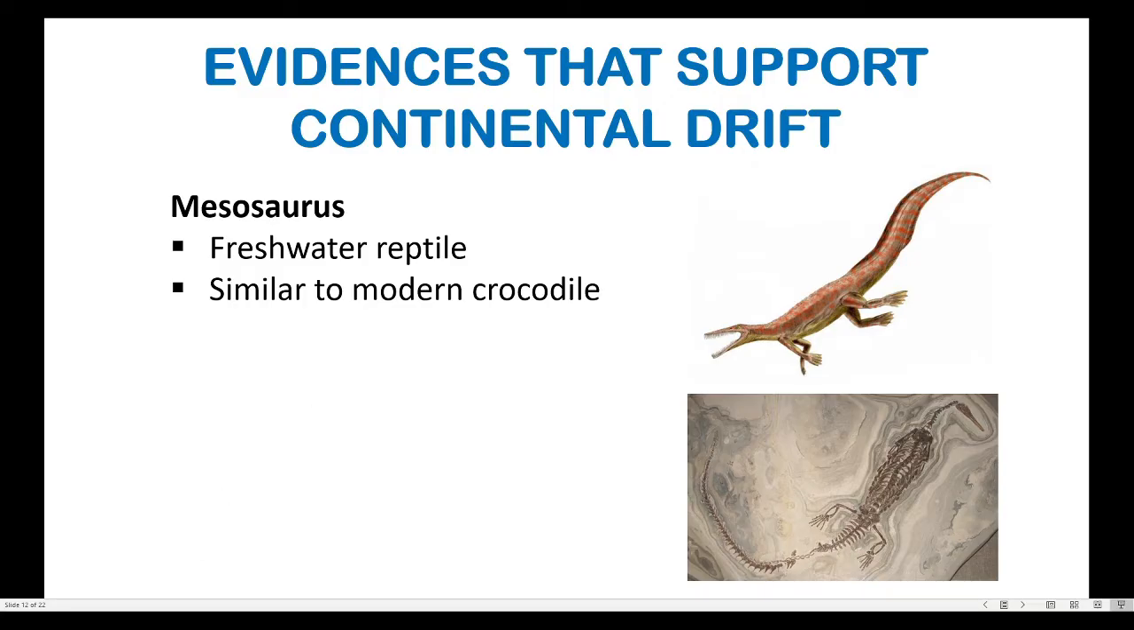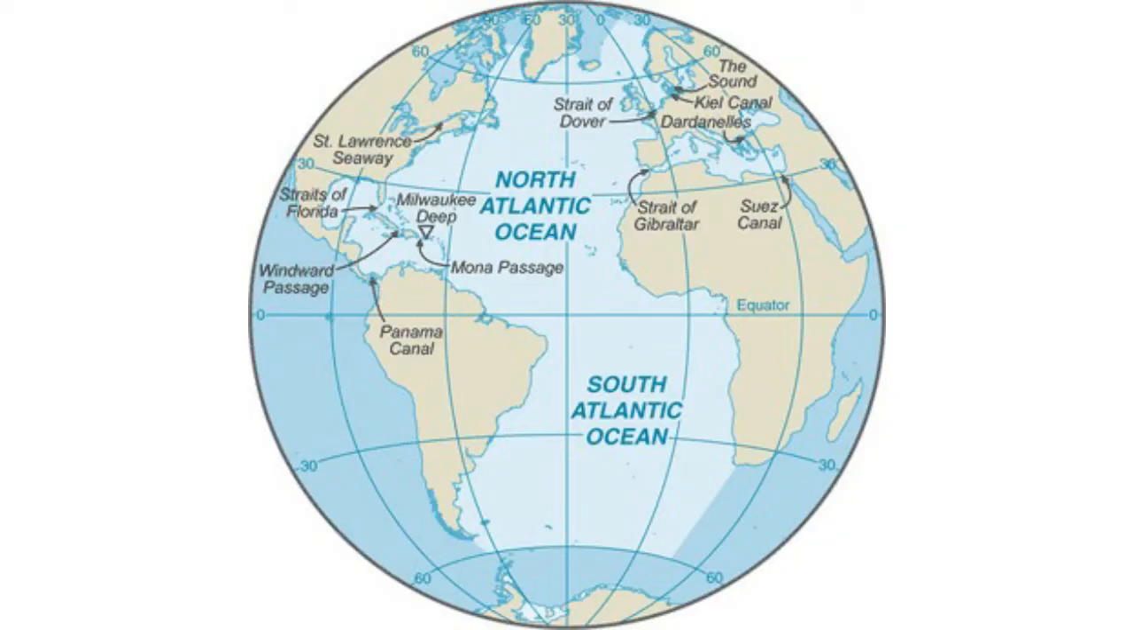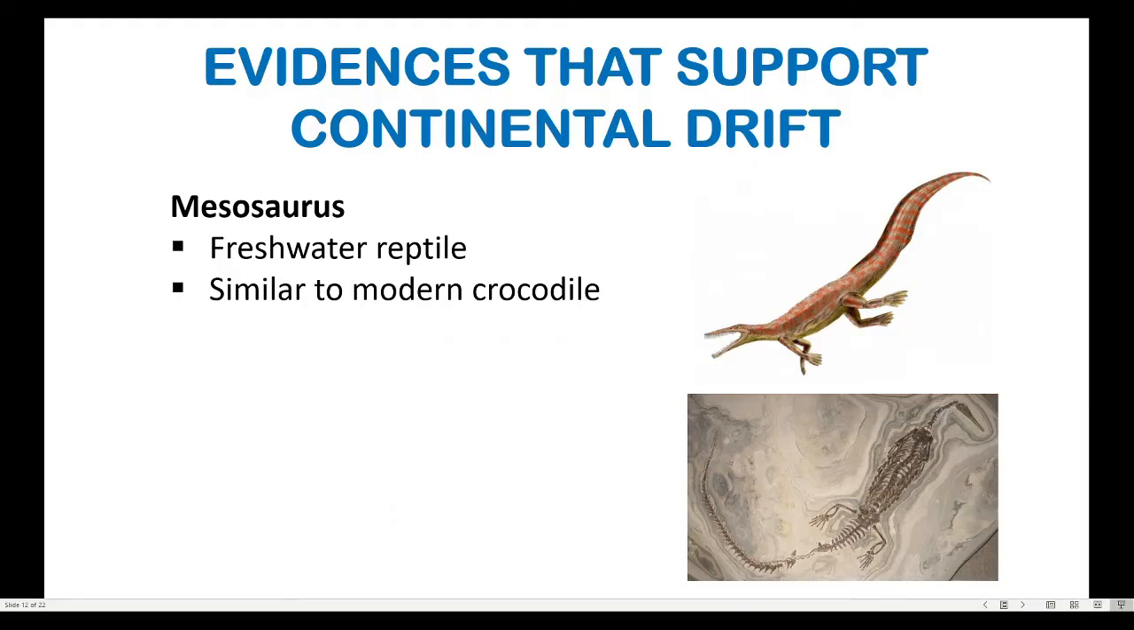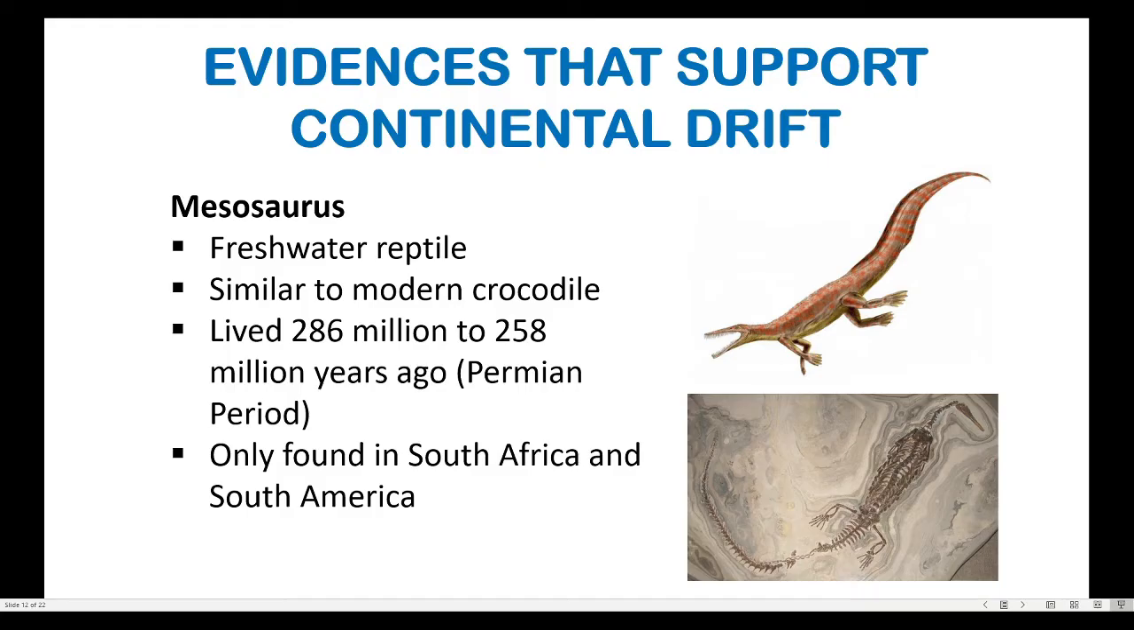For example, in between South America and Africa is the Atlantic Ocean. It means that if the Mesosaurus is freshwater, it cannot travel from Africa to South America by just swimming. Okay, it is also impossible for it to fly because it has no wings. So how come it can be found in South America and South Africa?